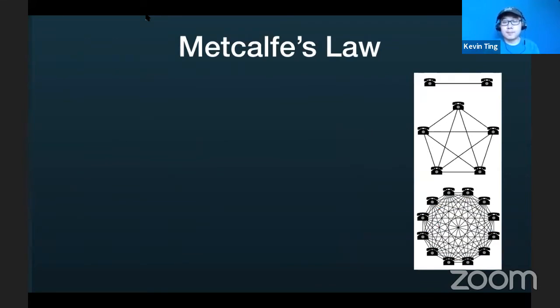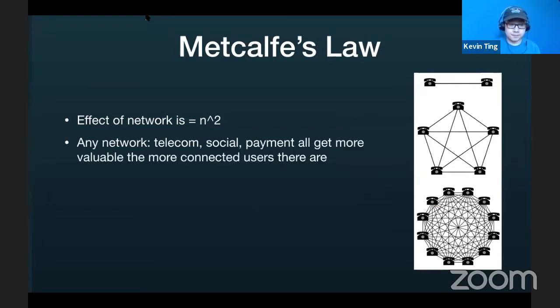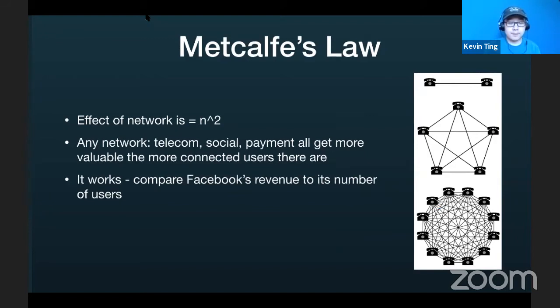So the first thing, and the most popular and famous one, is based on Metcalfe's Law. Basically, what it says is that the effect or the value of the network is N squared, N being the number of users or connected users. So any network can follow this Metcalfe's law.